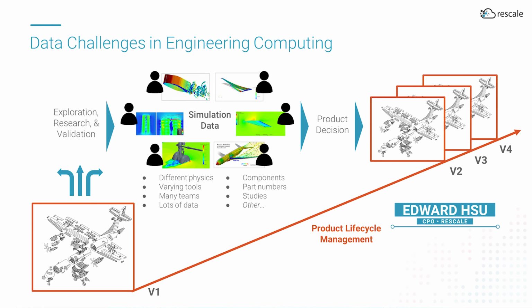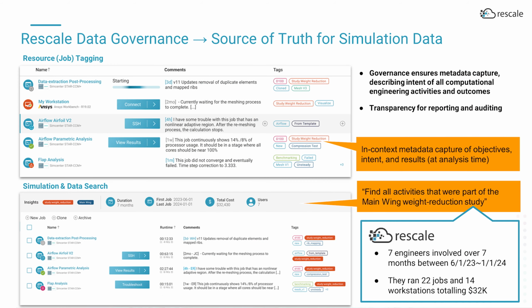Product lifecycle management systems are the systems of record for the products companies design and build. As engineers explore new ways to improve the product, many teams focused on different physics using different tools may perform different studies on various product components. One challenge many organizations face is getting visibility on these activities to better understand how projects are performing and also to minimize duplications of effort.